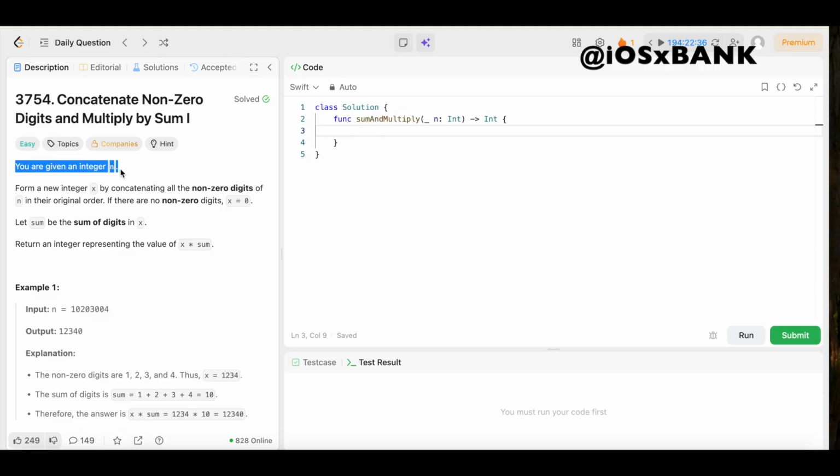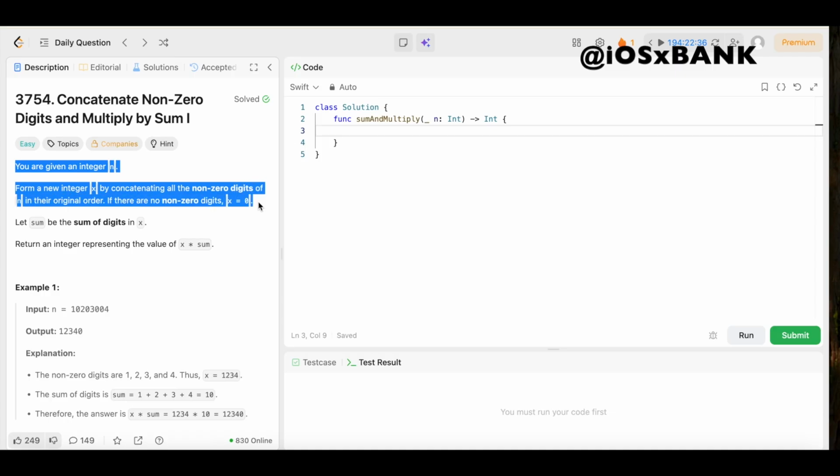You are given an integer n. Form a new integer x by concatenating all the non-zero digits of n in their original order. If there are no non-zero digits, x equals 0. Let sum be the sum of digits in x. Return an integer representing the value of x times sum.